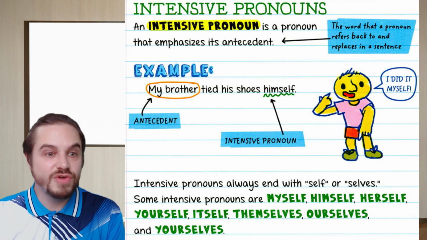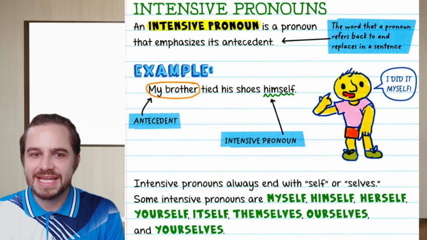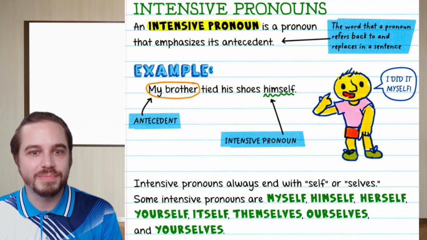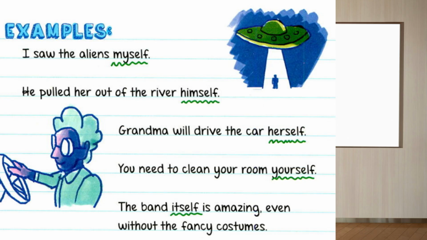If you remove an intensive pronoun, the sentence still retains its original meaning. So you could take it out and still have the same meaning. Have a look at these examples here. You can see if you take out the intensive pronoun, the sentence still remains the same. I saw the aliens myself. You take out myself, I saw the aliens, still the same information, nothing changes in the sentence.